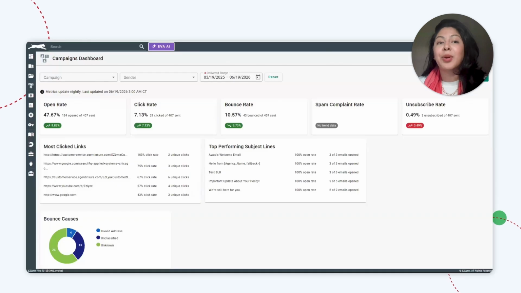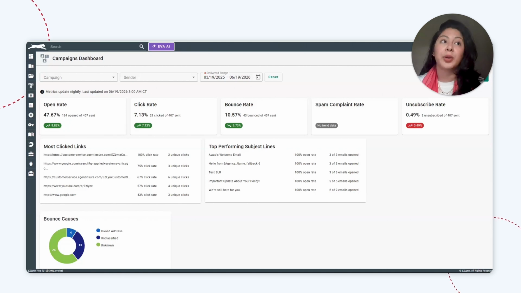The first thing to remember is that delivery does not equal engagement. An email can be delivered successfully and still never be opened, or opened and never be acted on. That's why it's important to understand what each metric actually means for your agency. Let's walk through key metrics and how to interpret them.